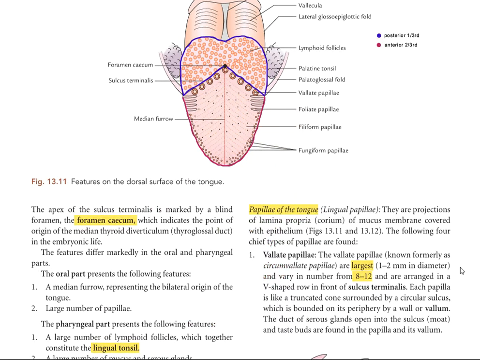Coming to the papillae of the tongue, they are projections of lamina propria of mucous membrane covered with epithelium. There are four chief types of papillae found. The first one being vallate papillae. They are also known as the circumvallate papillae. They are largest, that is 1 to 2 millimeter in diameter, and vary in number from 8 to 12. So we can see this here, they are arranged in a V-shaped manner.